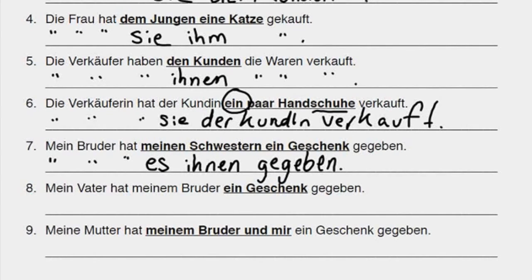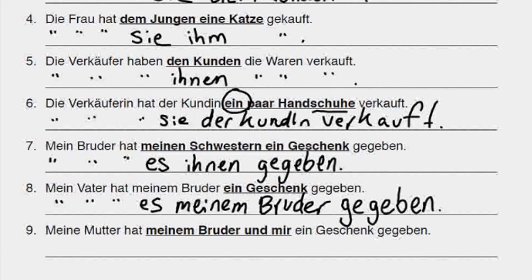Nummer 8. Mein Vater hat meinem Bruder ein Geschenk gegeben. Only the direct object is taken out in this sentence, so we leave everything else alone, have es before meinem Bruder, followed by our past participle, gegeben. And in Nummer 9, meine Mutter hat meinem Bruder und mir ein Geschenk gegeben. Meinem Bruder und mir is a compound for the indirect object. This is my brother and me. That means that it would be us in English, so we have to use here uns. Meine Mutter hat uns ein Geschenk gegeben.